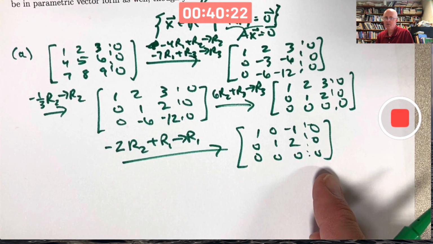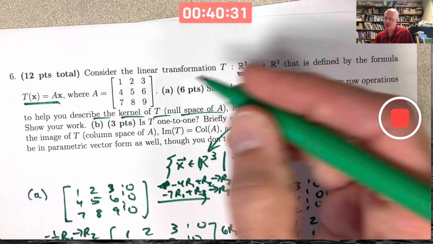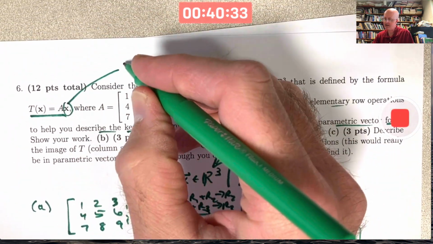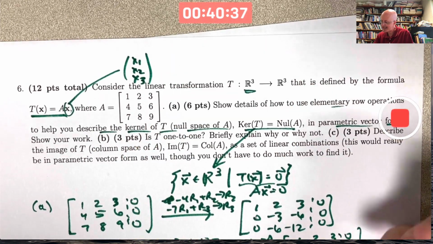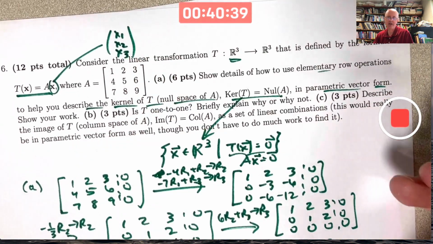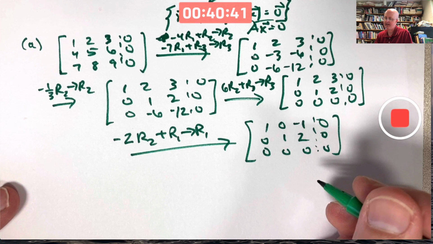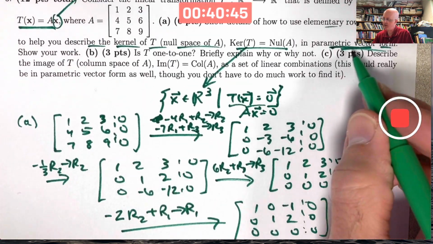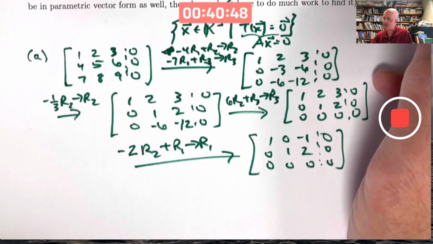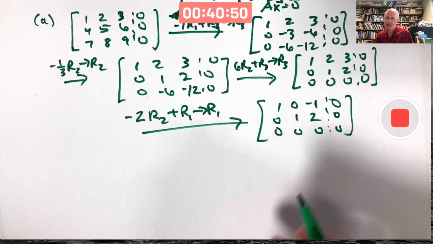What that's going to mean is we're going to have what's called a free variable for the corresponding system. If I think of the components of x as being, say, x1, x2, x3, I could also use x, y, and z. Then x3 is a free variable. It's free to vary. It's going to be the parameter in the parametric vector form of the solution set for the kernel. You got to be really careful here.